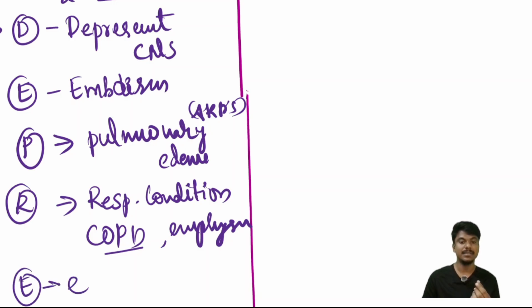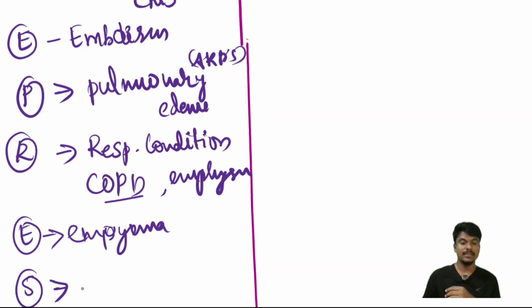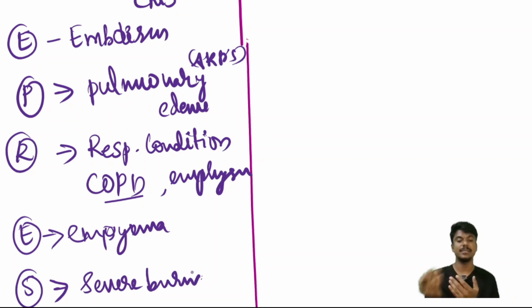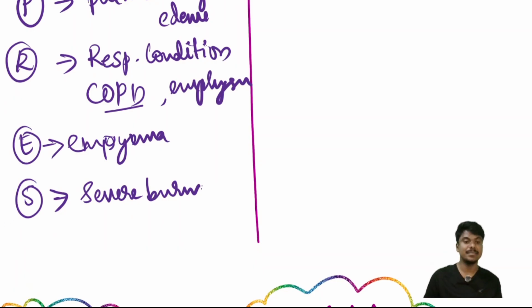Again, E for the DEPRESS: E for empyema. Empyema means pus in the pleural cavity. That is also going to cause respiratory compromise and PCO2 retention. So is the case in severe burns. All these other conditions will cause increased PCO2 retention and ultimately respiratory acidosis.